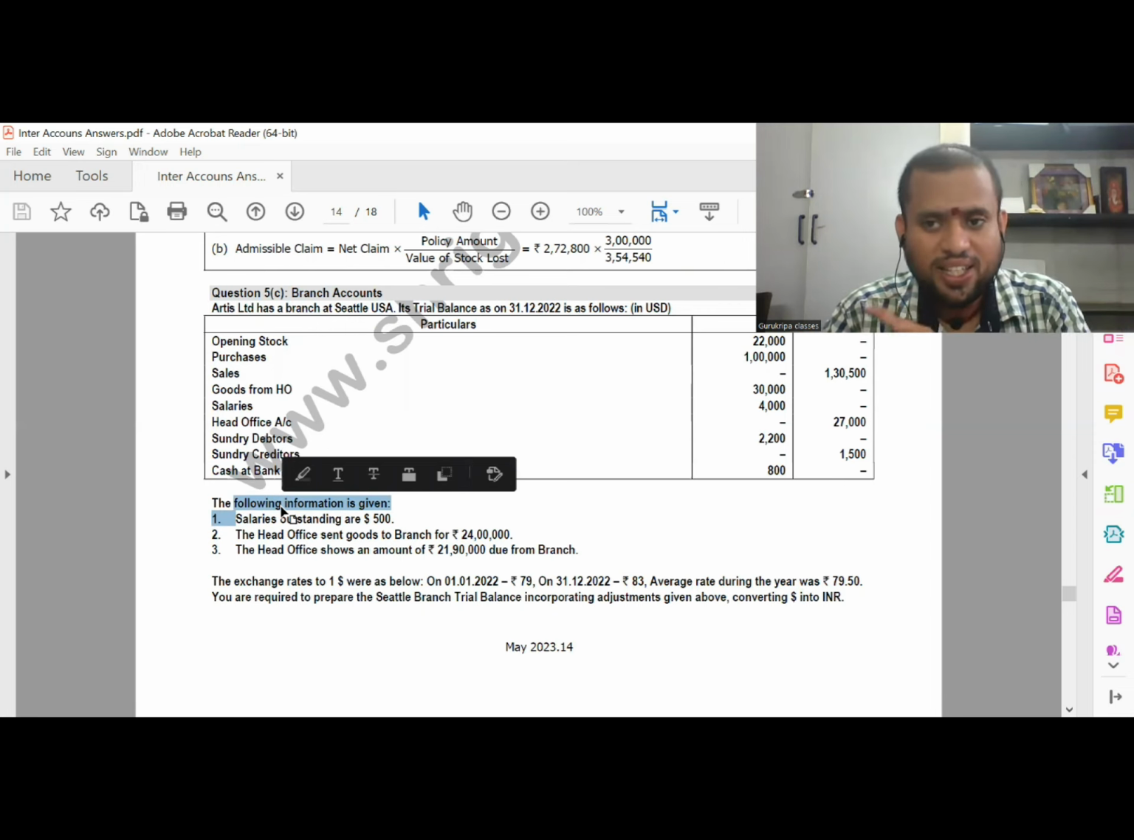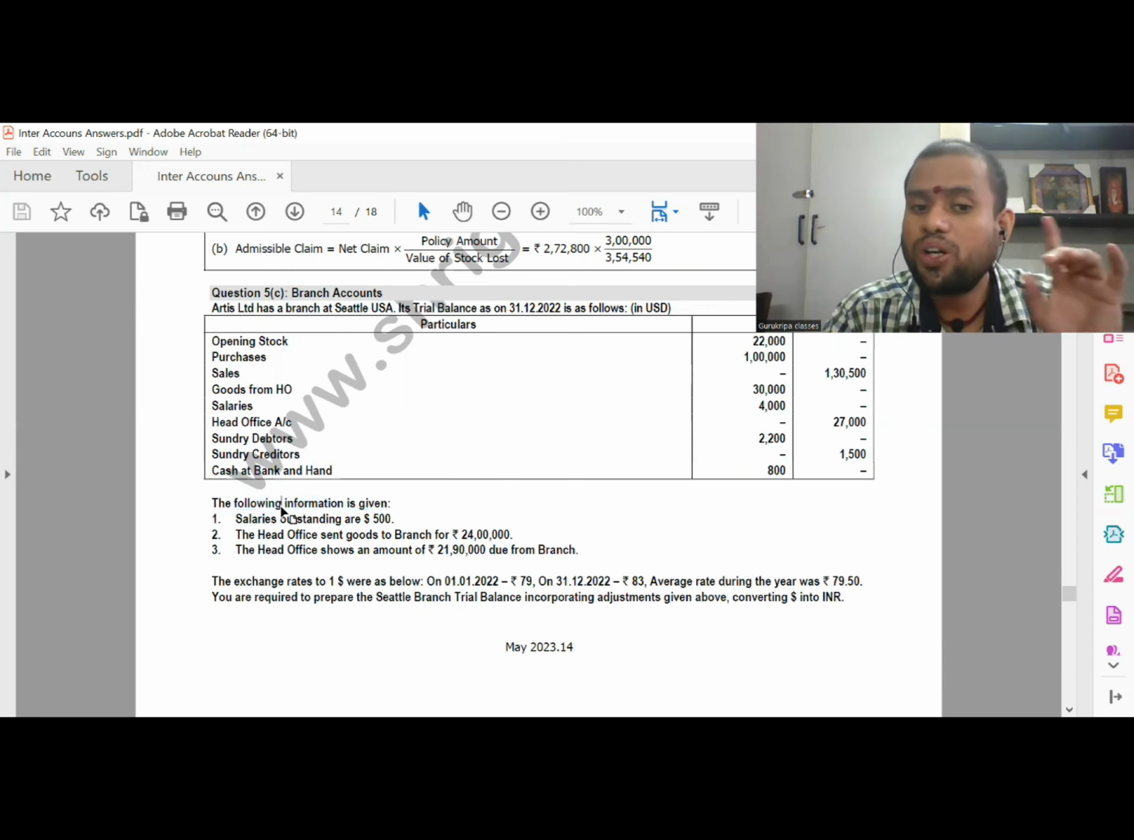So outstanding salary is a liability, we have to convert using closing rate. Salary is an expense, so you have to convert using average rate. That should be done very carefully.